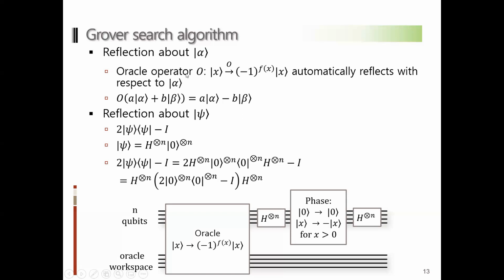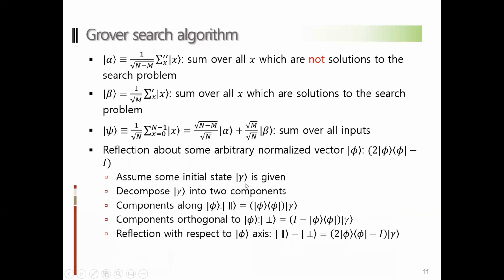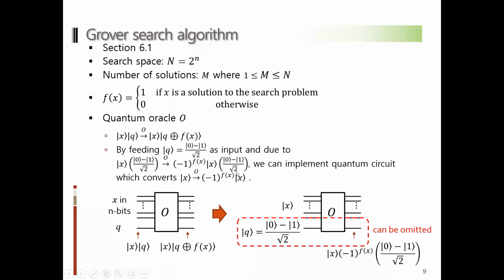If you remember our discussion on the first page, we wanted to build a quantum oracle operator O, and the function of this one is that it will change the sign of the coefficient, or the probability amplitude, only for the solutions. So if x is a solution, then this component will become -1. But if x is not a solution, then f of x is 0, so it doesn't do anything.